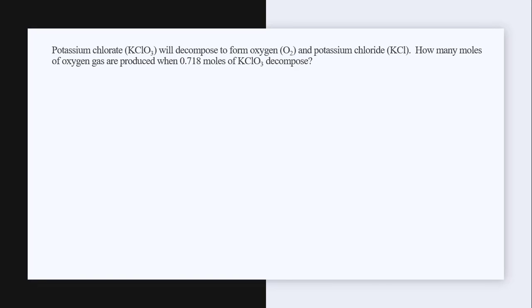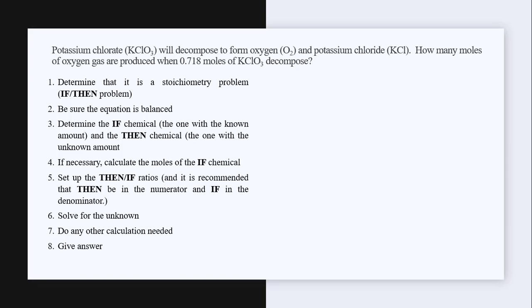In this question, you're told that potassium chlorate will decompose to form both oxygen and potassium chloride. Starting with 0.719 moles of potassium chlorate, how many moles of oxygen gas should be produced? Here are the 8 steps you need to follow.